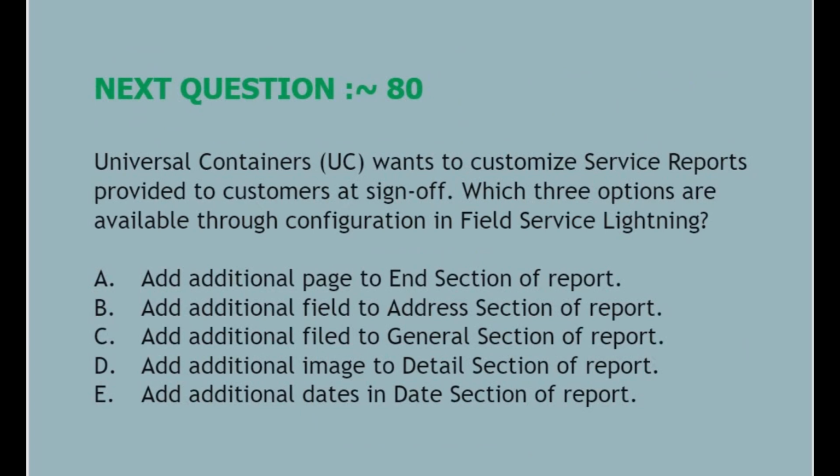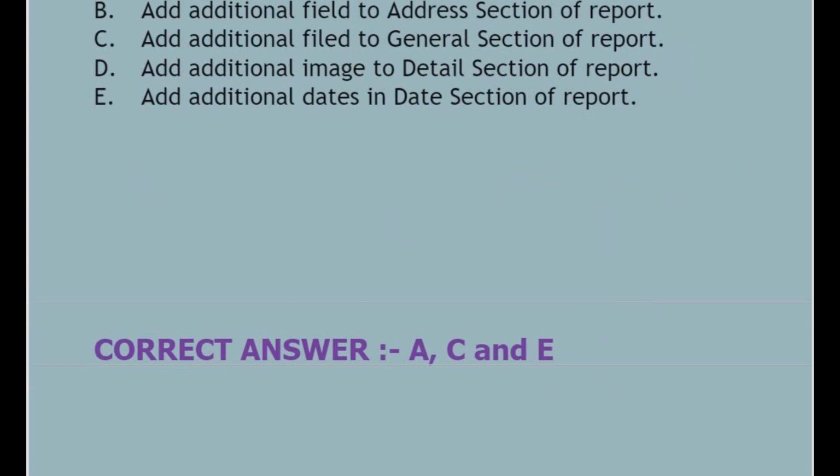Option A, add additional page to end section of report. Option B, add additional field to address section of report. Option C, add additional field to general section of report. Option D, add additional image to detail section of report. Option E, add additional dates in date section of reports. Correct answer is option A, C and option E.